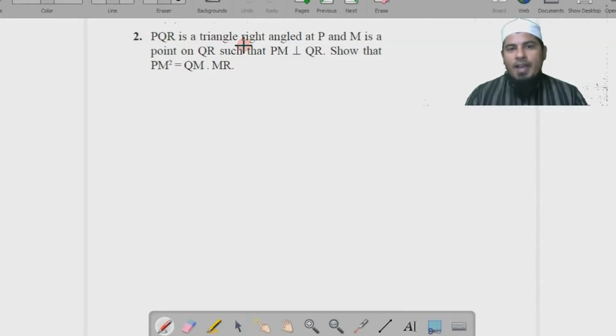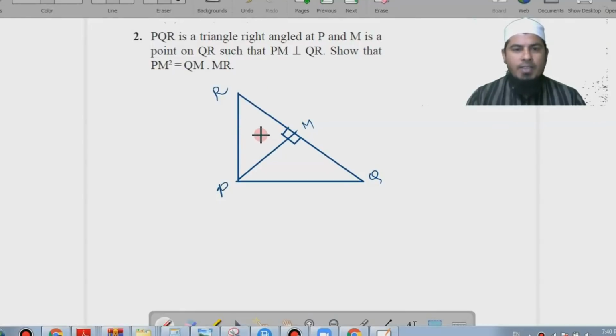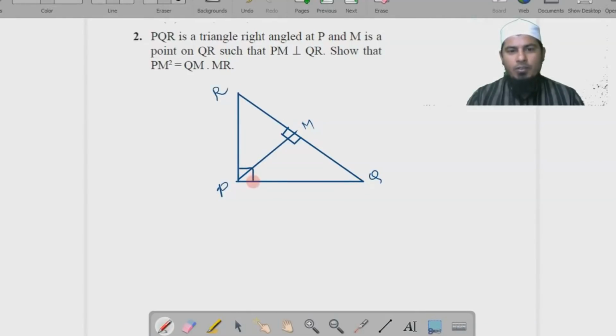Triangle PQR is a right angle triangle at P, and M is a point on QR such that PM perpendicular to QR. Show that PM square is equal to QM times MR. Let us draw the diagram for this one. Now when understanding the question with this diagram, PQR is a right angle triangle, right angle at P, so here is the 90 degree. Okay, M is a point on QR such that PM is perpendicular to QR. Show that PM square is equal to QM times MR.